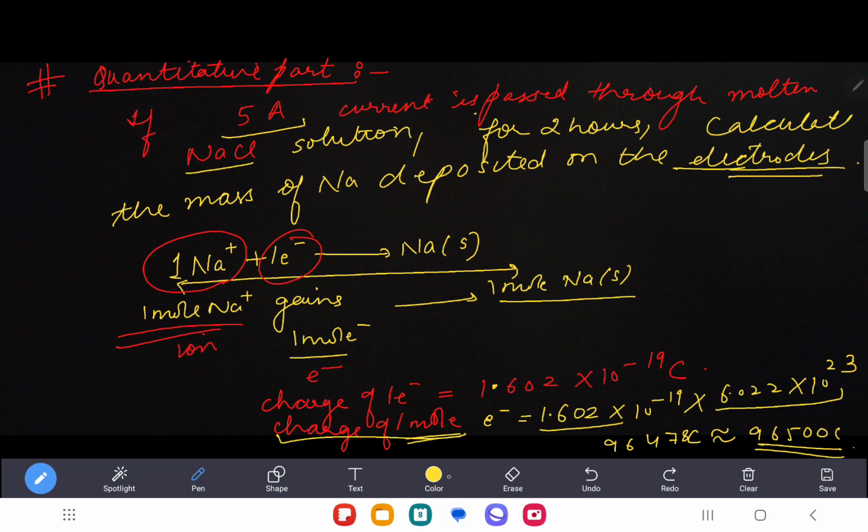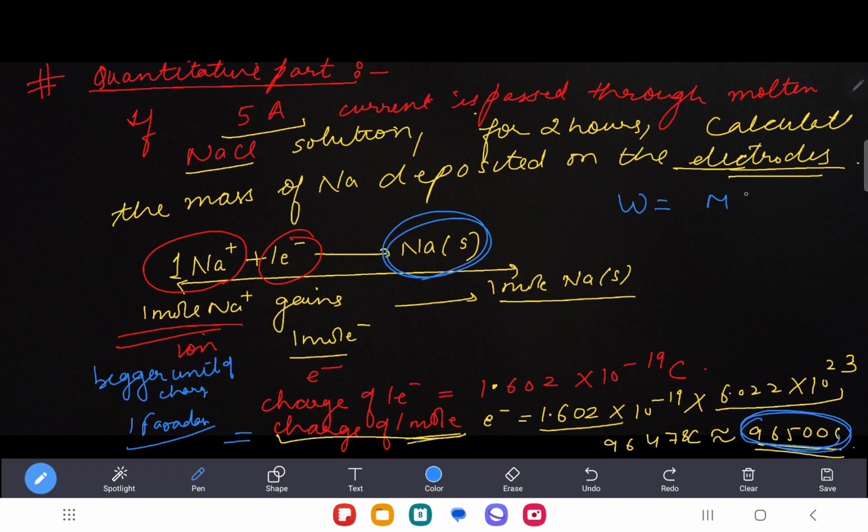You understand? So when you have 96500 coulomb, this is the charge of 1 mole electrons, and you call this value as 1 Faraday. 1 Faraday is a bigger unit of charge, and bigger unit of charge as in charge of 1 mole. Exactly. So when I ask you, so formalize this. W is equals to molar mass of anything that you want to check into I into T upon n F. F is Faraday.